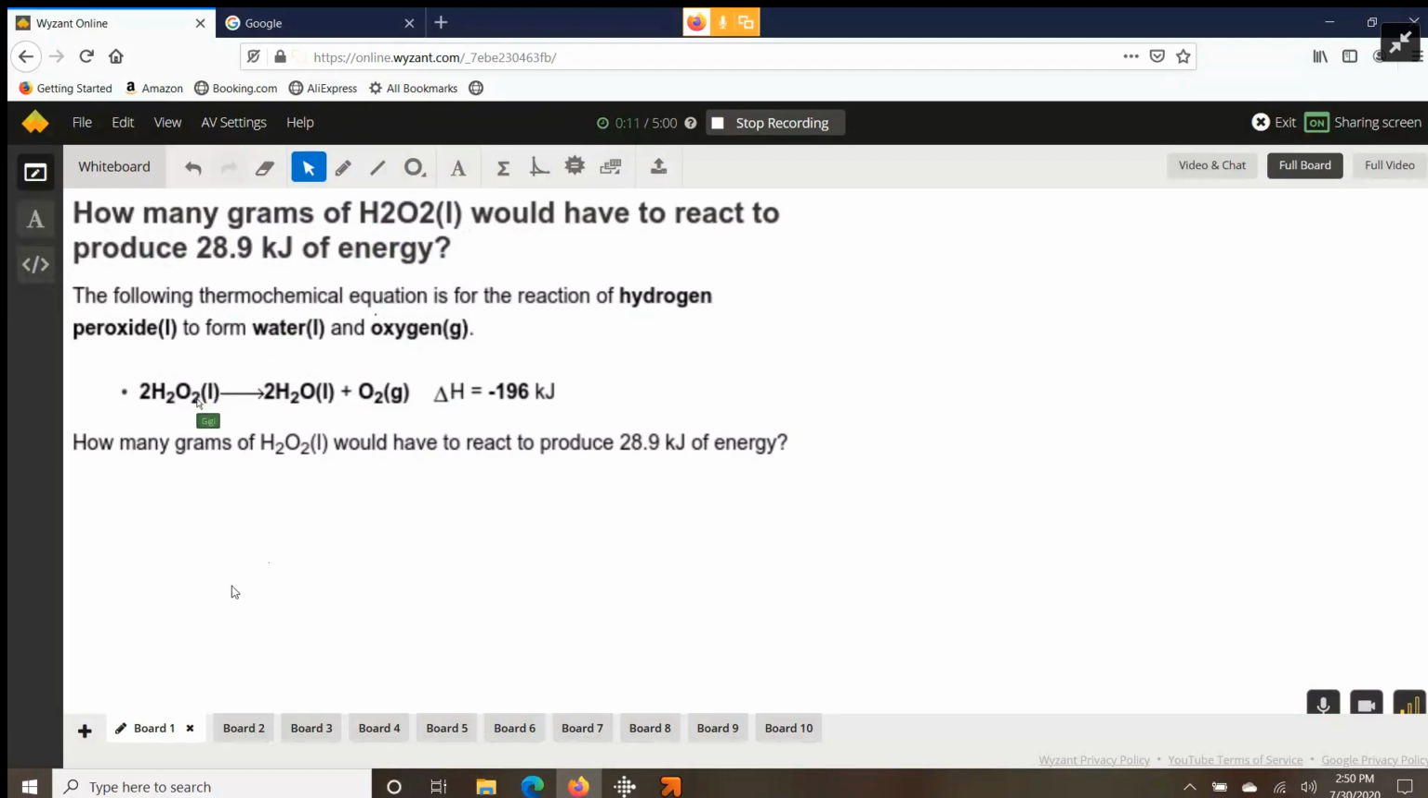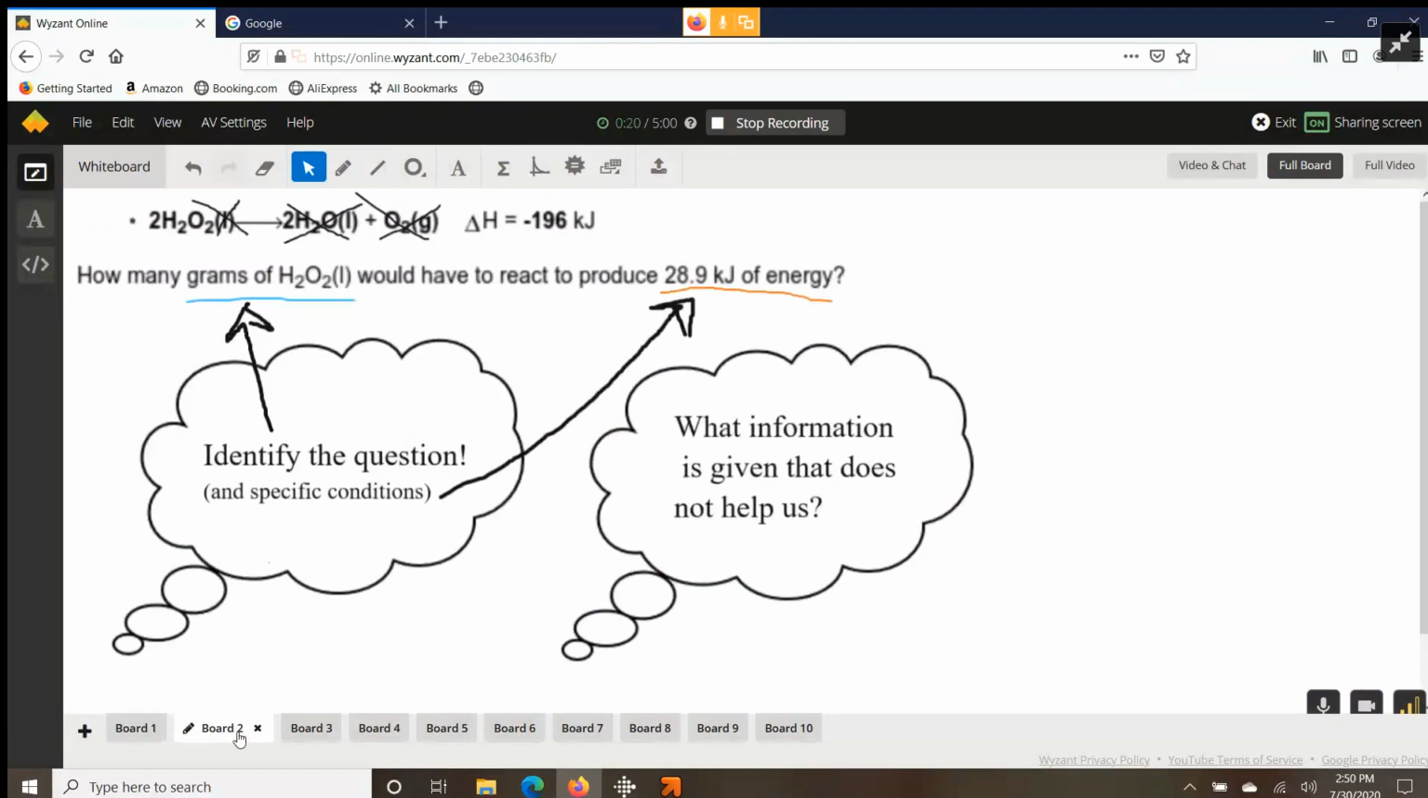Pause as you need. And I'm going to show you how to work through this step by step with basic, reusable strategies for any stoichiometry problem. So here our question was how many grams of H2O2, hydrogen peroxide, would have to react to produce 28.9 kilojoules of energy. I always ask students to identify the question first and any specific conditions, and luckily for us, this one is really straightforward. They're asking us for an amount of matter, how much stuff will we get when there is a certain amount of energy.